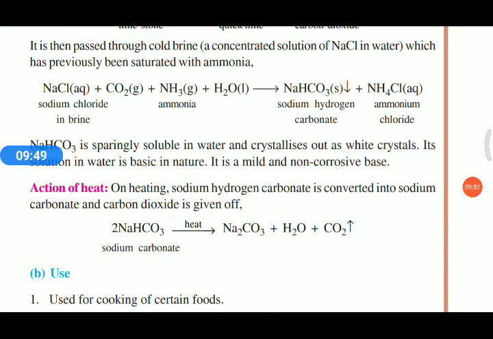When we add baking soda, sodium hydrogen carbonate, into a food item and heat it up, it produces carbon dioxide. This carbon dioxide expands the dough, and when we take a small amount of dough and add this sodium hydrogen carbonate, we can expand it to make bread, cake, etc. It is very soft. By adding NaHCO3, we can make dough very soft.